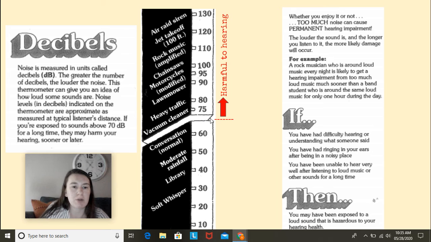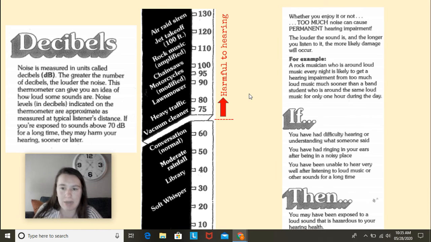So if you're exposed to sounds above 70 decibels for a long time, it can harm your hearing sooner or later. So whether you enjoy it or not, too much noise can cause permanent hearing impairment. The louder the sound is and the longer you listen to it, the more likely damage will occur. So, for example, a rock musician who is around loud music every night is likely to get a hearing impairment from too much loud music much sooner than a band student who is around the same loud music for only an hour a day.